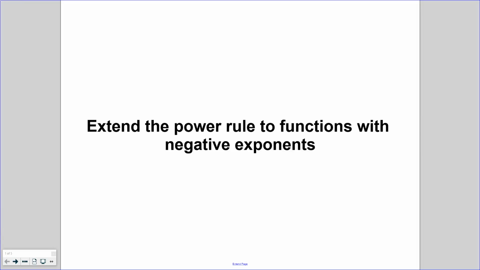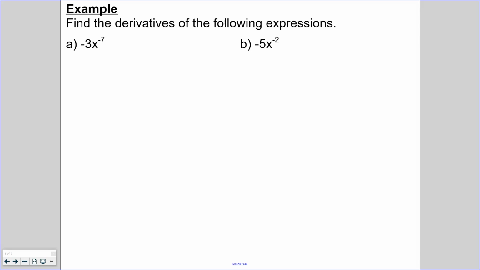Extend the power rule to functions with negative exponents. So let's take a look at two examples of functions with negative exponents. And we're going to find the derivative, so that means you're going to be using the power rule here. Now, functions that are written in this particular form, meaning functions that have a negative number in the exponent, we can just go ahead and use our basic power rule.